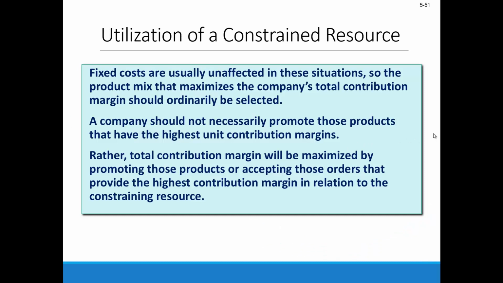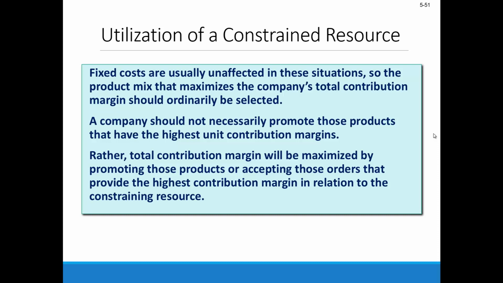So fixed costs are usually unaffected in these situations, so we're looking for the product mix, that's the relative portion in which we make and sell our products, that maximizes our overall total contribution margin. We should not necessarily be promoting those products that have the highest unit CMs, but those that have the highest contribution margin generated per unit of the limited resource.